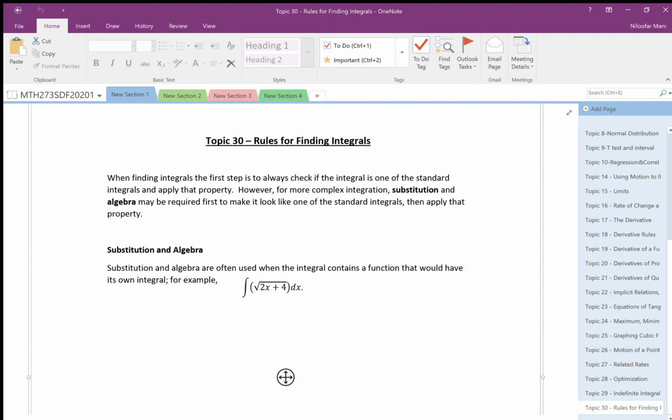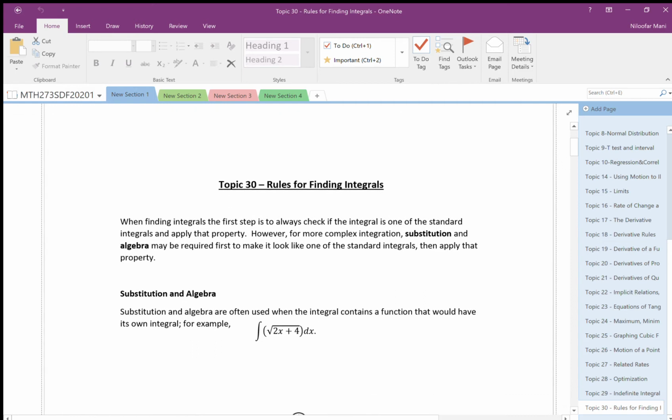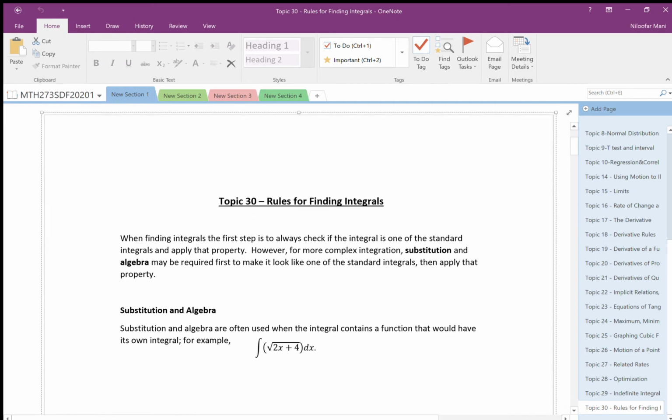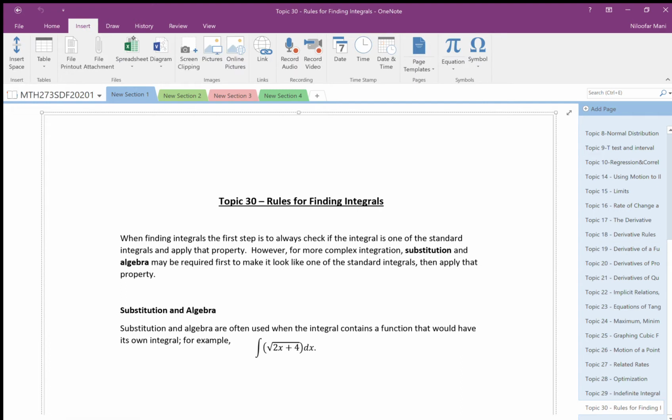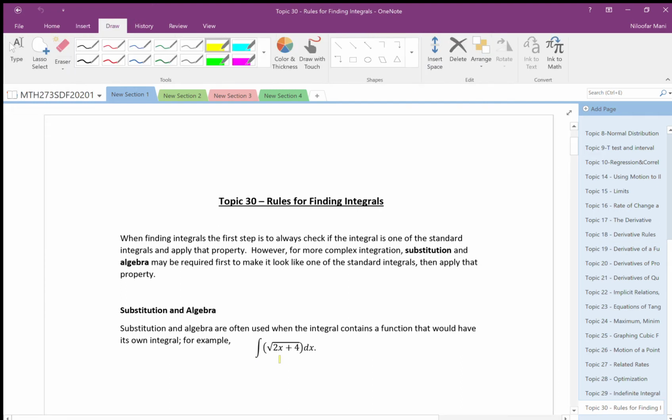Hi everyone, this is the most important lesson in integrals, and I would like to do it step by step and show you everything. Look at this. If I have the integral of this one, on the radical I don't have x, and on the radical I have another function. So it is like f of g, a composite function. Instead of x on the radical, you have 2x plus 4.